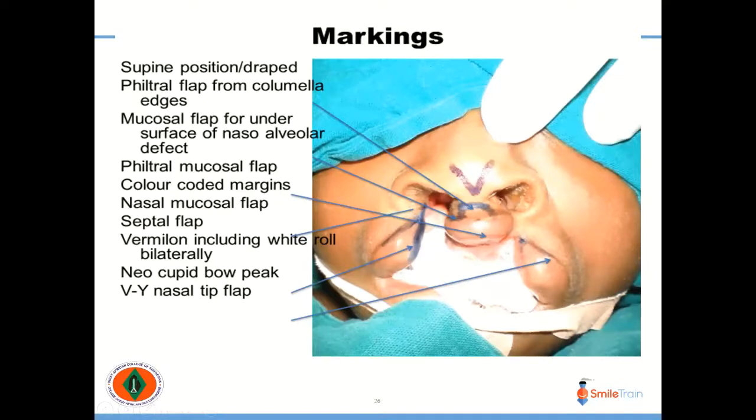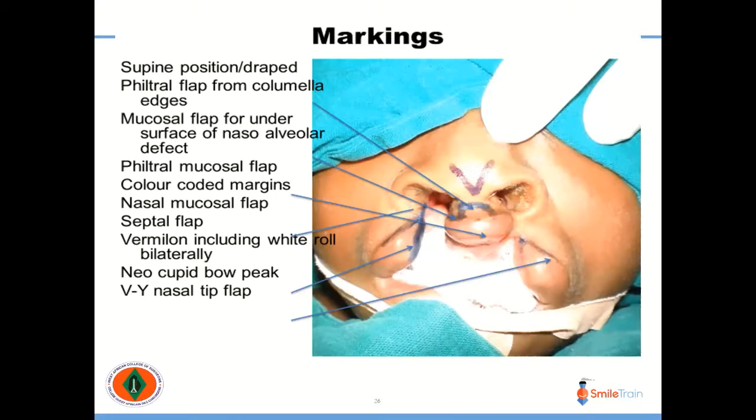Then the mucosal flap for the undersurface is right next to it. So this is the mucosal. This one you will use to go down and turn into the defect. Then the philtral mucosal flap, that's this one. You are going to use that to turn down and help with the buccal sulcus.